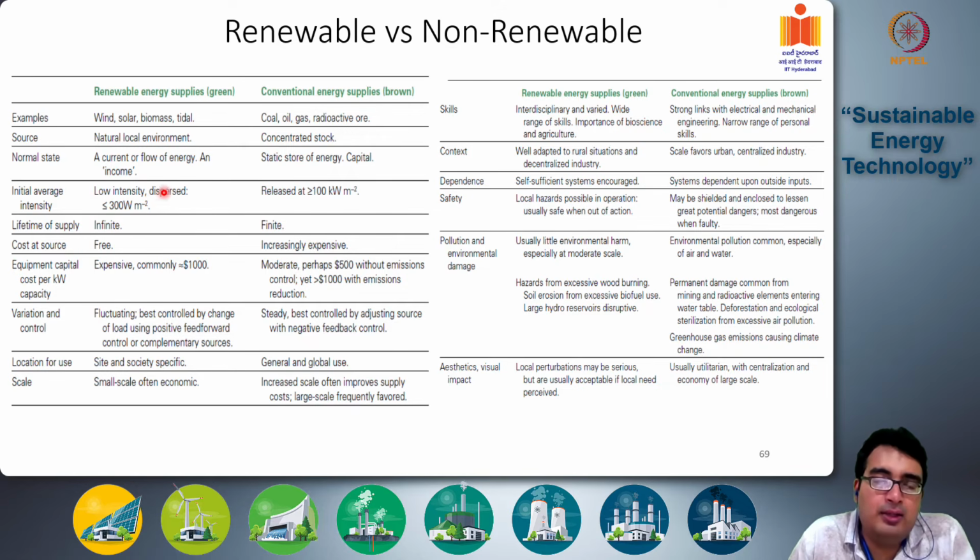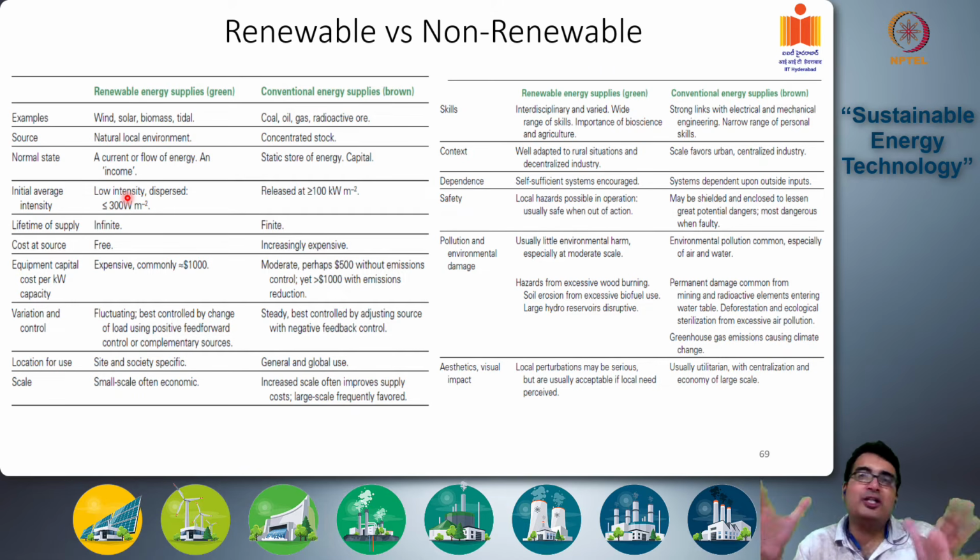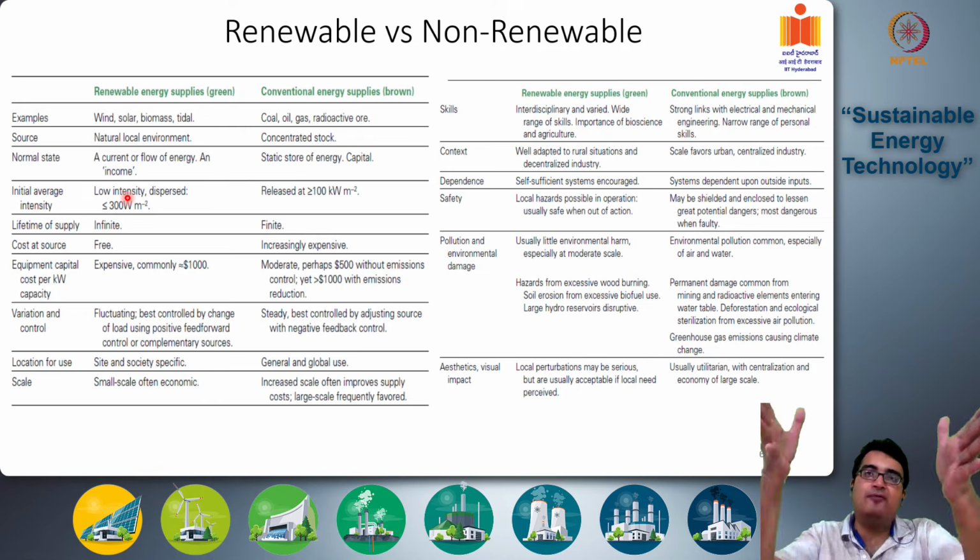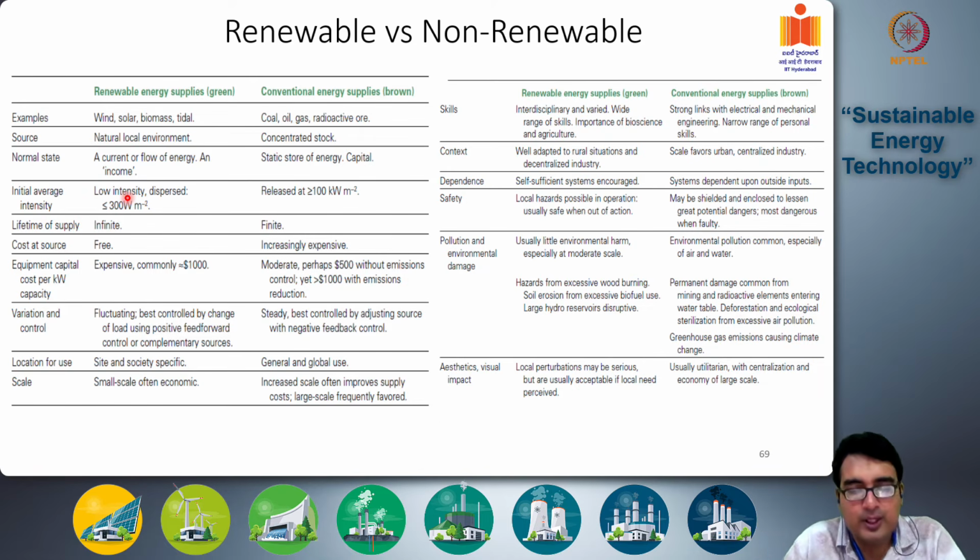Another very significant difference is the average intensity of this energy. So the renewable sources are low intensity sources and are dispersed. The typical values are around 300 watts of energy per meter square of land area. So for example, if you think of wind, there is a limit of how much wind energy is available at a certain area of land on which the wind turbine is situated, or how much sunlight is hitting a certain area of land, and the values are around 300 watts per meter square or lower than that.